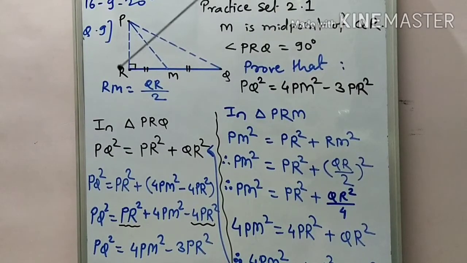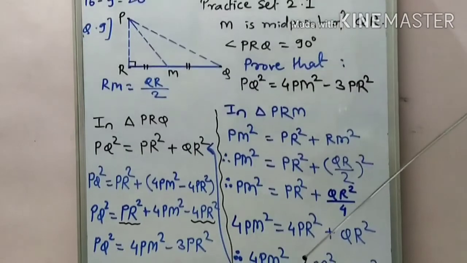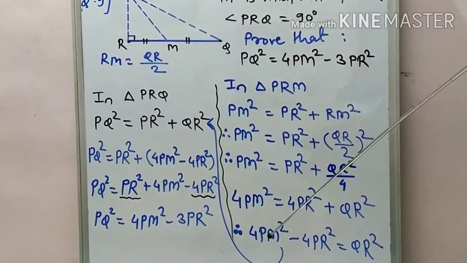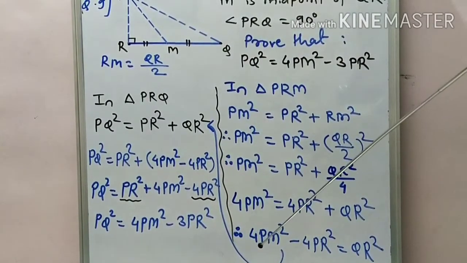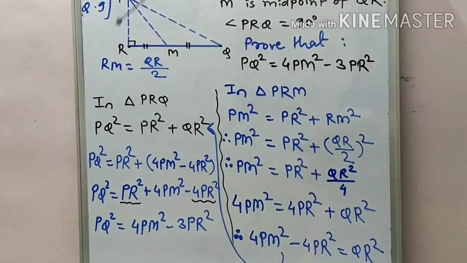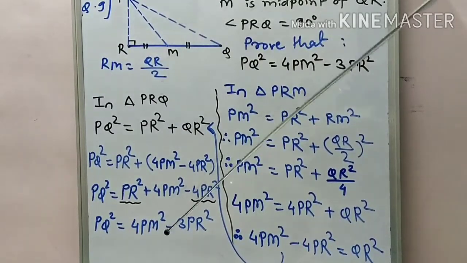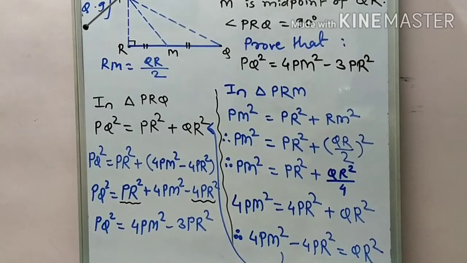That is why M is given as the midpoint. Further, as we simplify it, we get the value of QR square in terms of PM square. Then we replace QR square here with the value 4PM square minus 4PR square. So now how do we write down the steps of the solution of this example? Please pay attention over here.